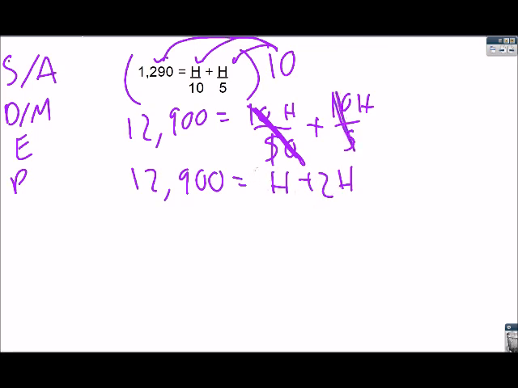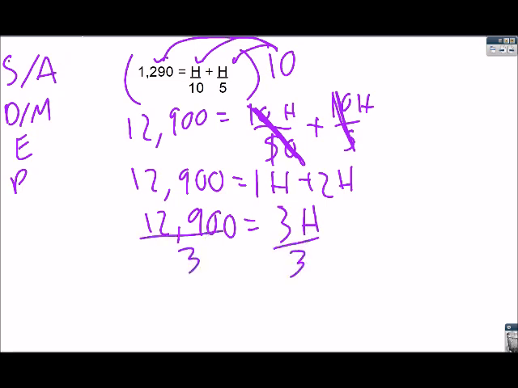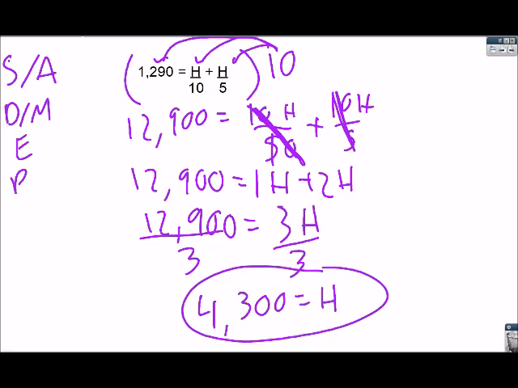Then I can add these. If there's no number in front of a variable, we just put 1, and I get 3h, and then I go back to my SADMEP at this point. Any subtracting, adding? No. Multiplying, dividing? Yes. 3 times h. So I'm going to divide by 3 on both sides, and I'm going to get 4,300 is equal to h.